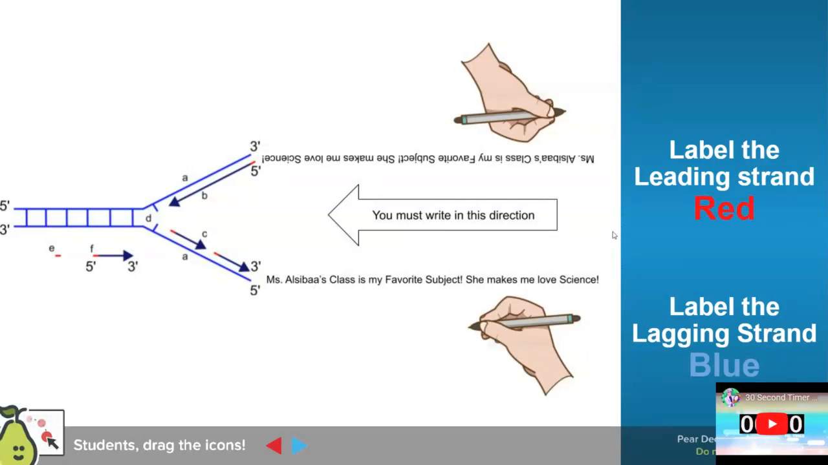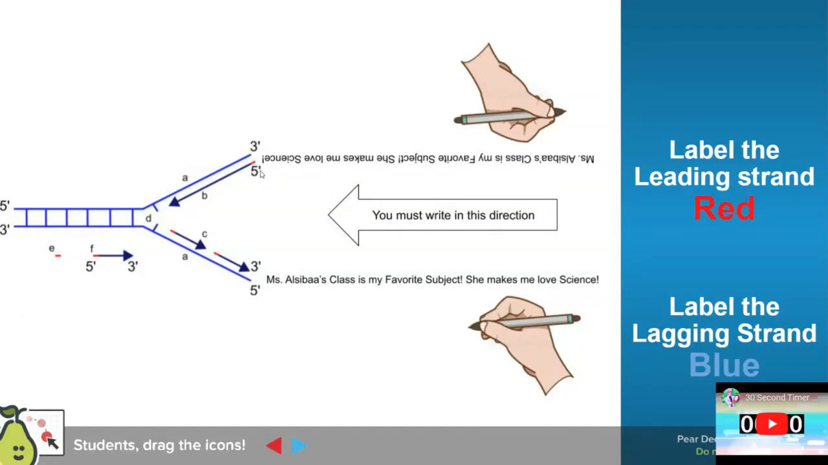So even though we're writing in the right to left direction, the same as this arrow, this student had to write science, love, me, makes, she, because these words go in this direction. These letters represent Okazaki fragments. So this is going to be the lagging strand, and this is going to be the leading strand.